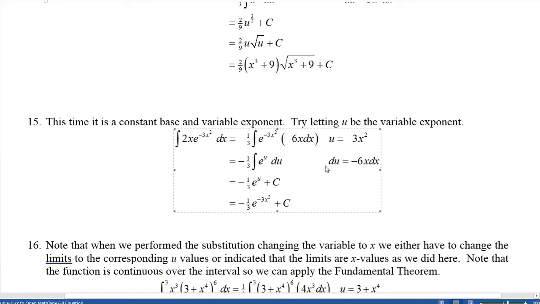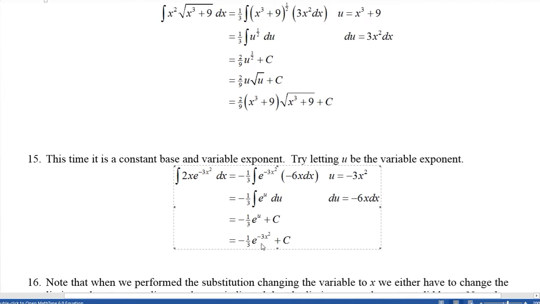Again, I'll let you check this on your own. You're going to need a u substitution, i.e. the chain rule, and it should work out correctly, and you can also check it in your calculator.